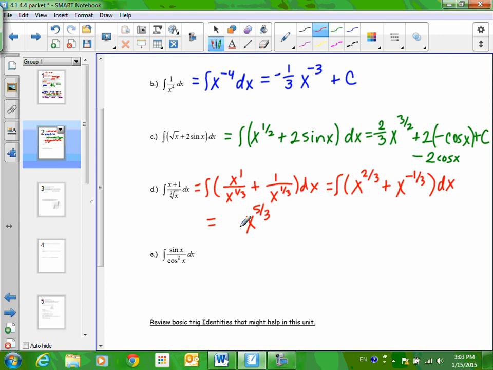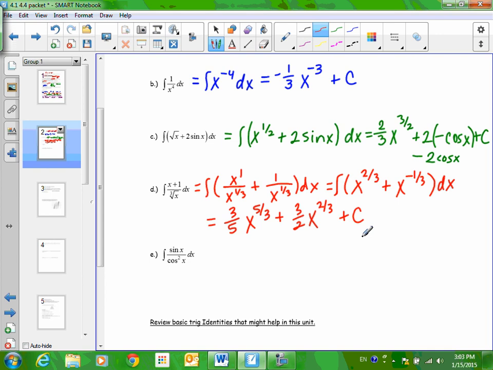What's the coefficient? 3/5. And if there had been a number here, I would have just written the number times 3/5. All right. Next would be plus, leave a space. What's the new power on the negative 1/3? Negative 1/3 plus 1 is 2/3. So then the reciprocal of 2/3 would go in front. And plus c.